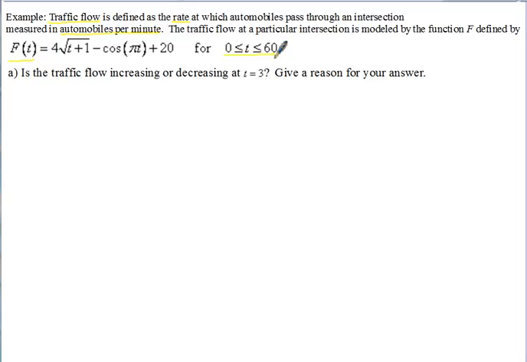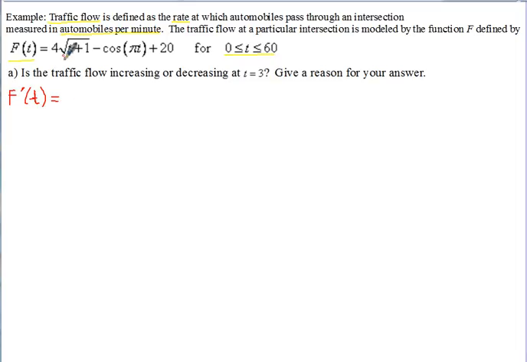And it says, is the traffic flow increasing or decreasing at time 3? So whenever you want to know if something's increasing or decreasing, you use its derivative. This time we want to know is traffic flow itself, which f of t is, increasing or decreasing. So we need to find f prime of t to see whether it's positive or negative.